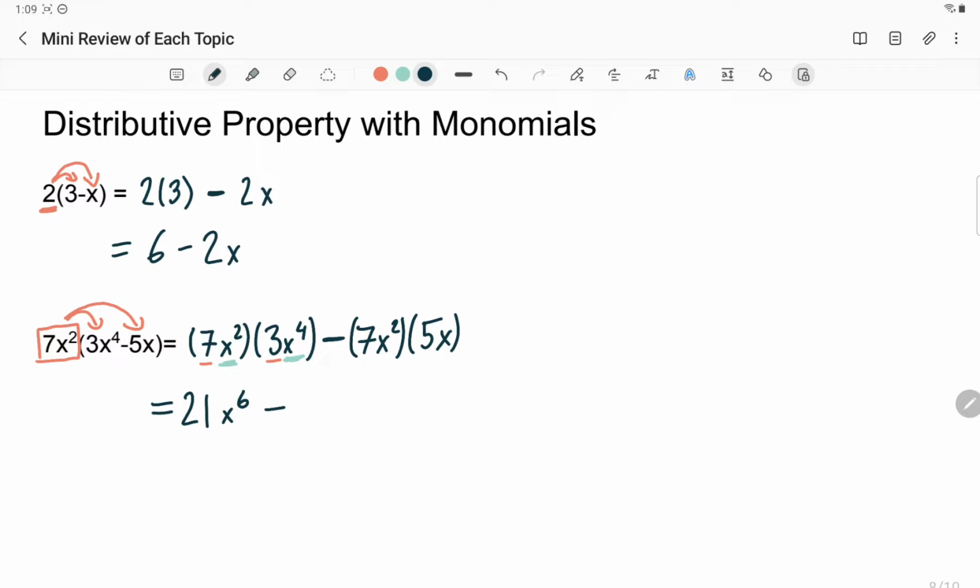Okay, what about the next part? Well, for the next part, take a look at your coefficients. You have 7 and 5. So 7 times 5 will give you 35. And next, you have x squared and x. Just remember, if you don't have the exponent, it's like there's a 1 there. So when you're using your exponent laws, you're adding your exponents: 2 and 1. 2 plus 1 gives you 3. And there we have our answer.